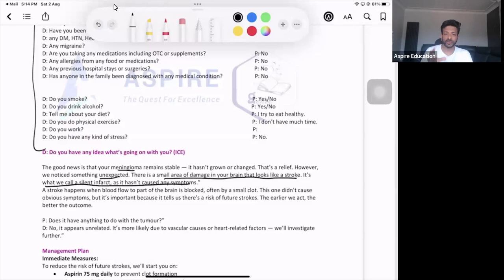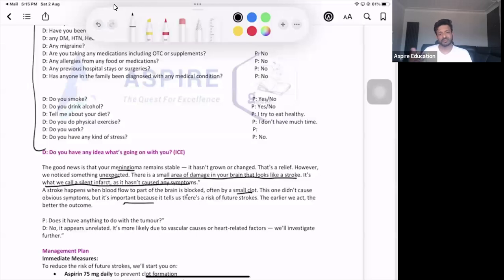That's why in every scenario, what's most important? Most importantly, first you take history. I've seen a lot of candidates straight away just explain that you have got this silent stroke, we found this in the scan and all. Don't do that. First, take a bit of history. So when the patient asks you a question, you will be able to answer in a much better way. A stroke happens when blood flow to a part of the brain is blocked, maybe by a small clot. This one didn't cause obvious symptoms, but it's important because it tells us the risk of having future TIA or strokes.